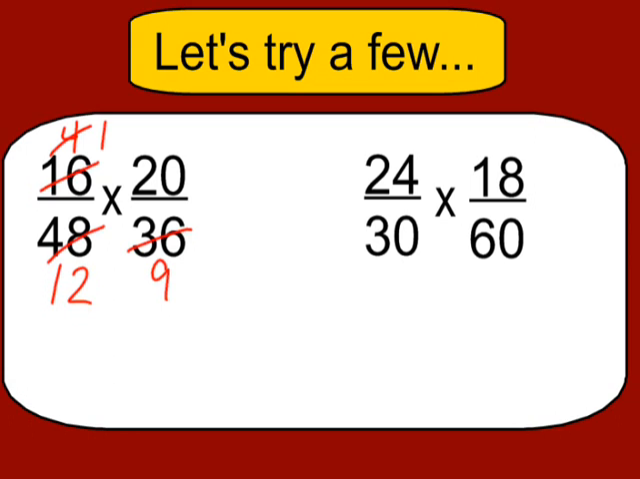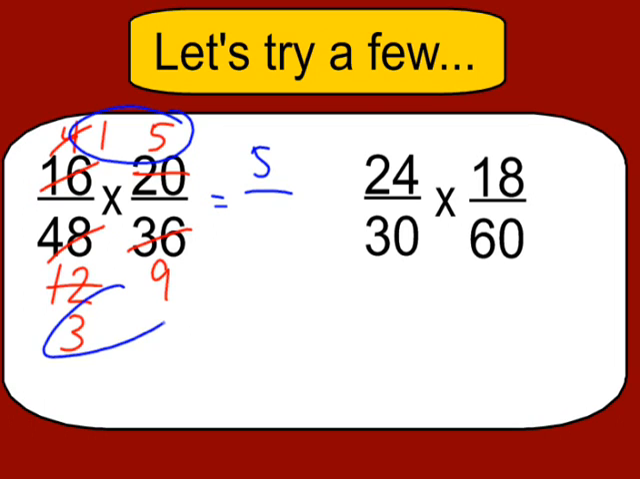And then I have 12 and 20. They share a factor of 4 as well. 4 goes into 12 3 times. 4 goes into 20 5 times. And you can't cancel the 3 and 9, so we're pretty much done on this one. We're left with 1 times 5, which is 5, and 3 times 9, which is 27. So the product of those two fractions is 5/27.